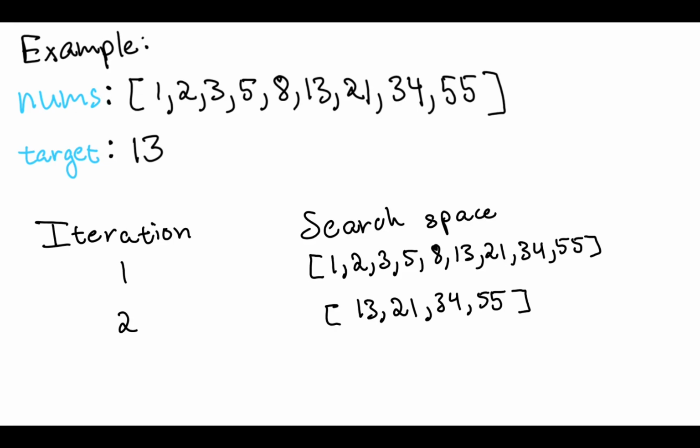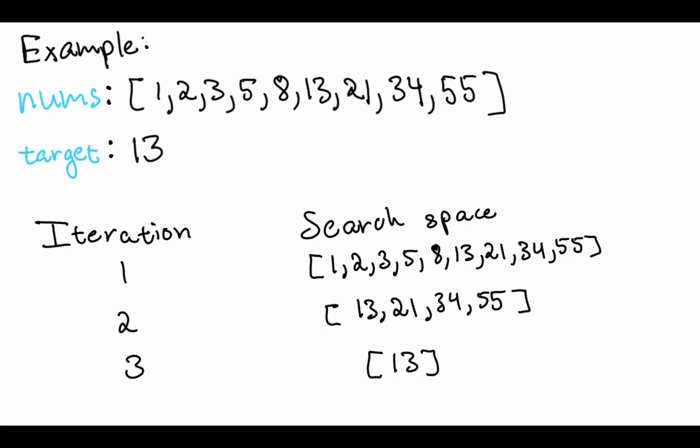Now we take the middle element again. This time, since there's an even number of elements in the array, the middle will be just to the left of the center, so the middle will be 21. Here we see that 21 is greater than 13. So 13 must be on the left of 21. So we can shrink the search space again to just the number 13, and since there's only one element in our search space, this must be it.